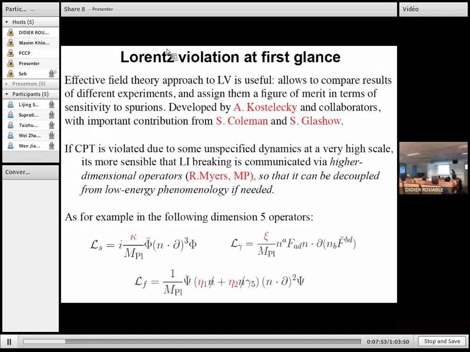You can say, "Well, somehow these operators are absent," and I go to the higher dimensional operators that are indeed suppressed by some very large scale, and I put here M Planck because I like that scale. I mean, this can be any high energy scale here. And then at the level of operators we listed with Rob Myers some years ago, what you can have in quantum electrodynamics, and interestingly enough, all these operators lead to the modification of the propagation speed for species that grows with energy.